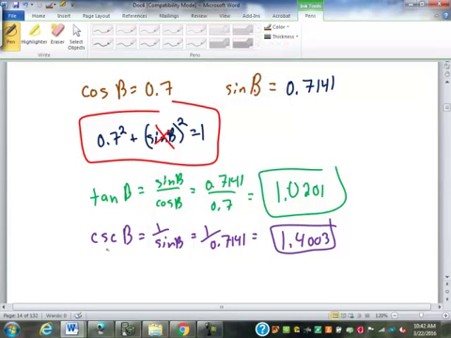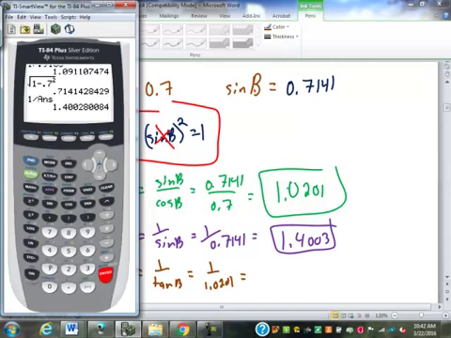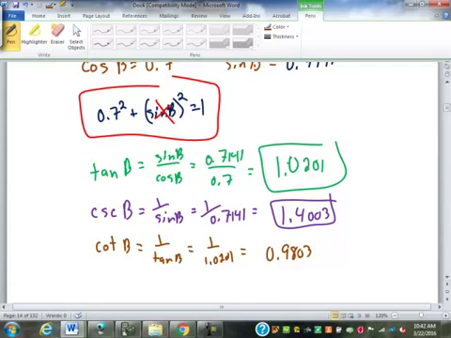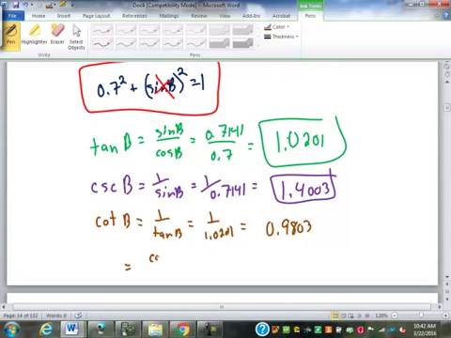What if I were to ask you for the cotangent of B? Two ways I could go about this. I could either do 1 over the tangent of B, which is 1 over 1.0201, which is 0.9803. Or the other way I could have done cotangent of B is its cosine over sine. So 0.7 over 0.7141.